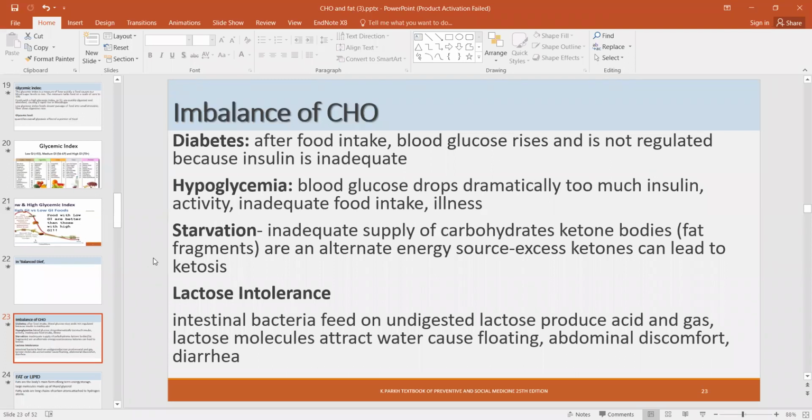If there is an imbalance of carbohydrate, then different diseases occur, like diabetes. After food intake, blood glucose rises and is not regulated because insulin is inadequate. Hypoglycemia: blood glucose drops dramatically, due to too much insulin activity and inadequate food intake or illness. Starvation: with an inadequate supply of carbohydrates, ketone bodies become an alternate energy source. They are produced in excess and can lead to ketosis. In lactose intolerance, intestinal bacteria feed on undigested lactose and produce acid and gas. Lactose molecules attract water, causing bloating, abdominal discomfort, and diarrhea.